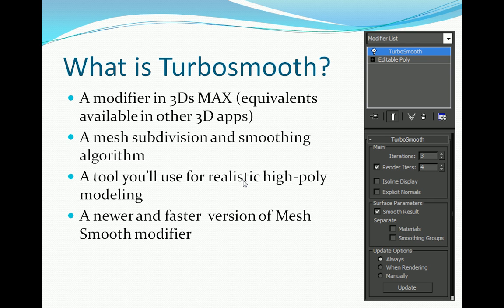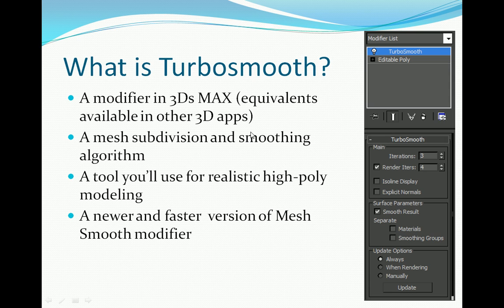First of all, what is Turbosmooth? Well, it's as simple as that. It's a modifier in 3ds Max. Basically, there are equivalents available in other 3D apps. I know Blender has it, Maya has it, so literally everything I explain here can be transferred to, say, Maya, Blender, or Cinema 4D. So don't get scared if you don't know 3ds Max.